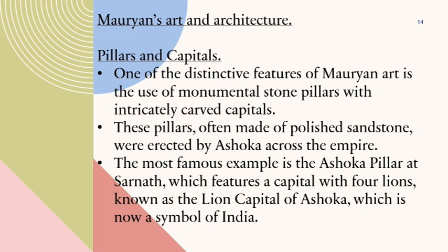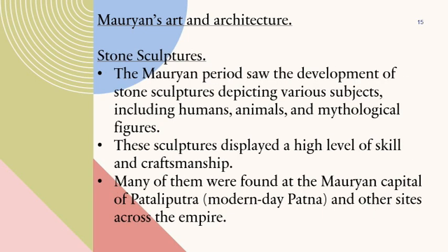Pillars and capitals. One of the distinctive features of Mauryan art is the use of monumental stone pillars with intricately carved capitals. These pillars, often made of polished sandstone, were erected by Ashoka across the empire. The most famous example is the Ashoka Pillar at Sarnath, which features a capital with 4 lions, known as the Lion Capital of Ashoka, which is now a symbol of India.